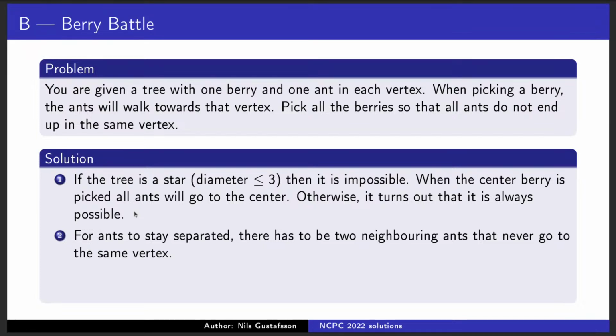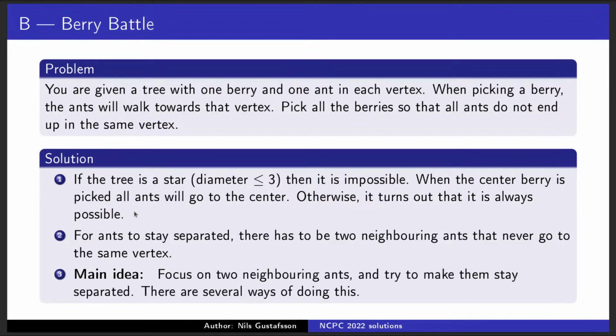If the ants are to stay separated, there will always be 2 neighboring ants that stay separated. And it's a good idea to start by just focusing on 2 neighboring ants and ignore all the other ants. All the other ants are just an unnecessary complication to think about. So just focus on 2 ants. And here, from this point onwards, there are several ways of solving the problem.